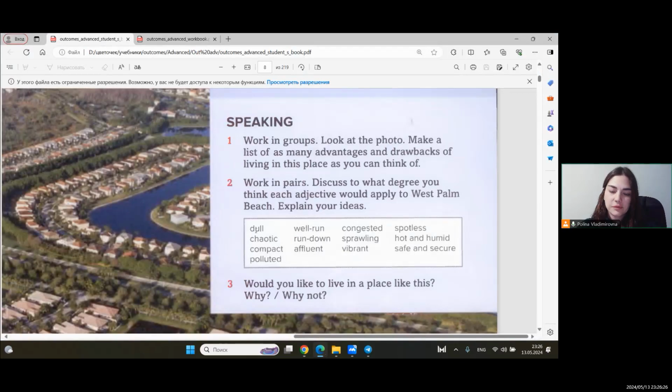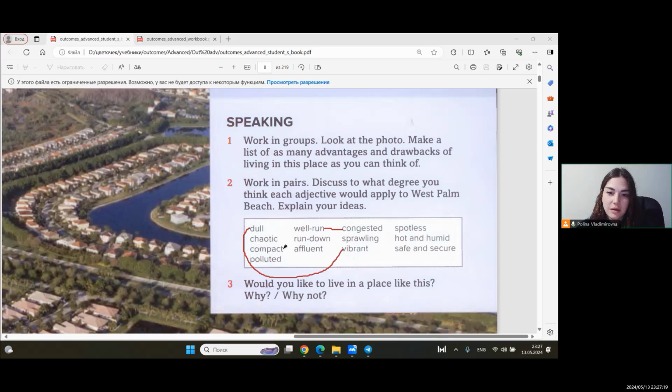So now, as for the adjectives, what would apply to West Palm Beach? Dull, chaotic, compact, polluted, well-run, run-down, affluent, congested, sprawling, vibrant, spotless, hot and humid, safe and secure. So the first thing I want to do before I go and describe anything is find opposites here, just to make it logical and not to repeat myself, you know. So well-run, if it's not well-run, it's then congested, right? If it's vibrant, it's definitely not dull, because dull means when you have nothing to do there, like not vibrant at all.